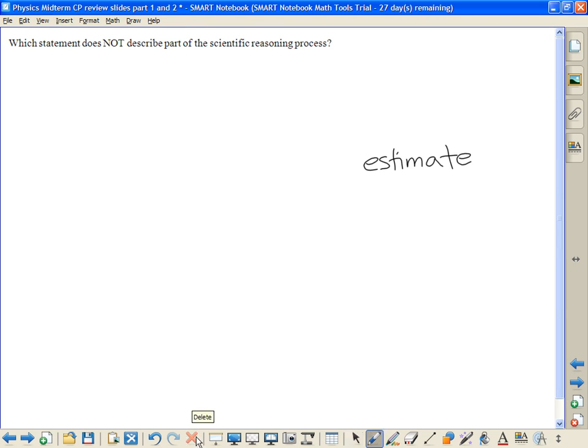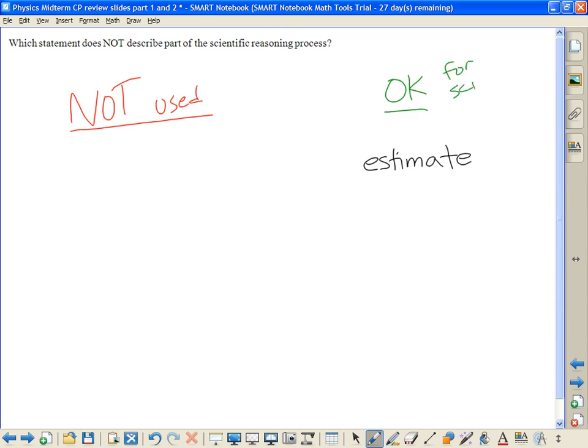Estimating is not used, and is okay for science, as part of this balanced breakfast. So estimating is okay.